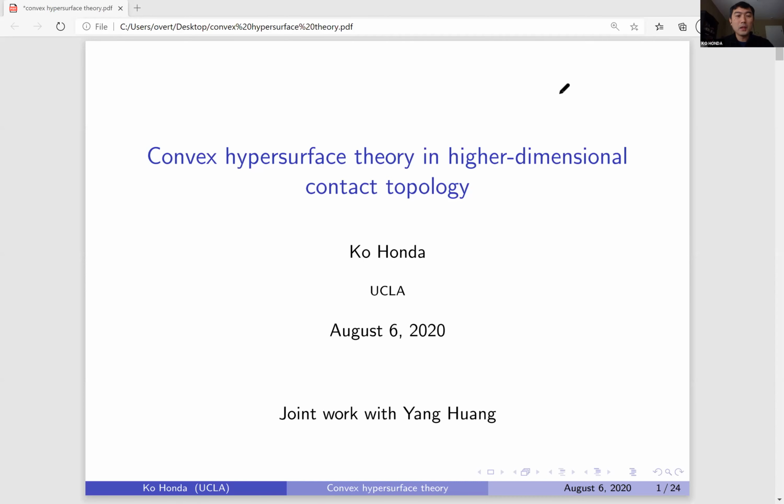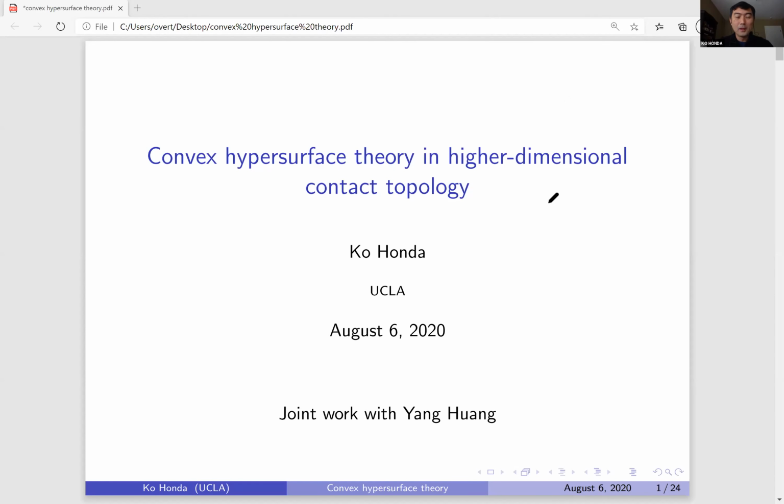Okay, so today I'd like to talk about convex hypersurface theory in higher dimensional contact topology. And I've given this talk several times, so if you've heard me speak about this, there's nothing new in here.